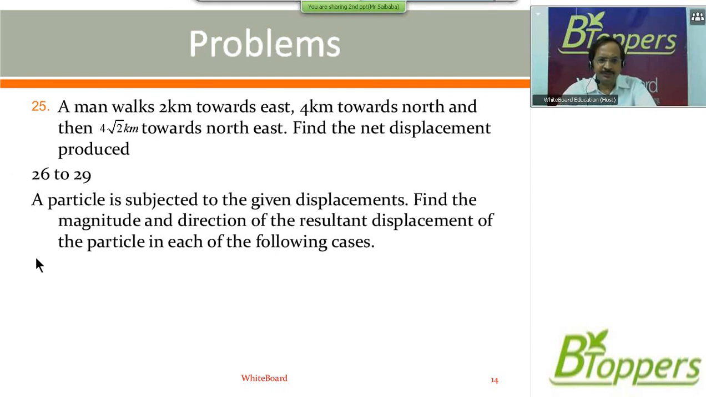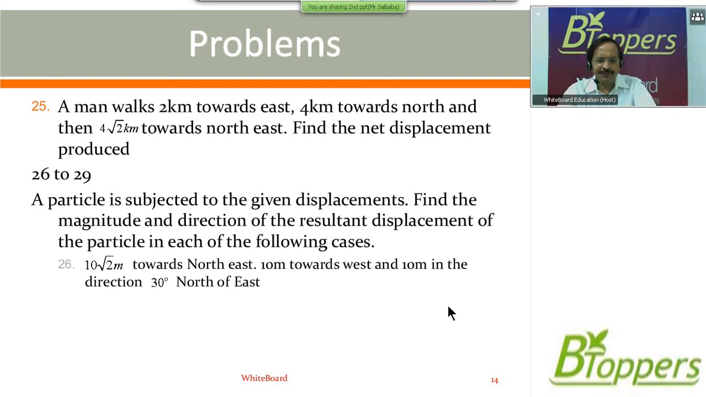A particle is subjected to the given displacements. Find the magnitude and direction of the resultant displacement of the particle in each of the following cases. Question number 26, 10√2 meters towards northeast, next 10 meters towards west, and 10 meters in the direction 30 degrees north of east. Can take a pause and try this problem yourself. Answer is 10√3 meters in the direction 30 degrees east of north.